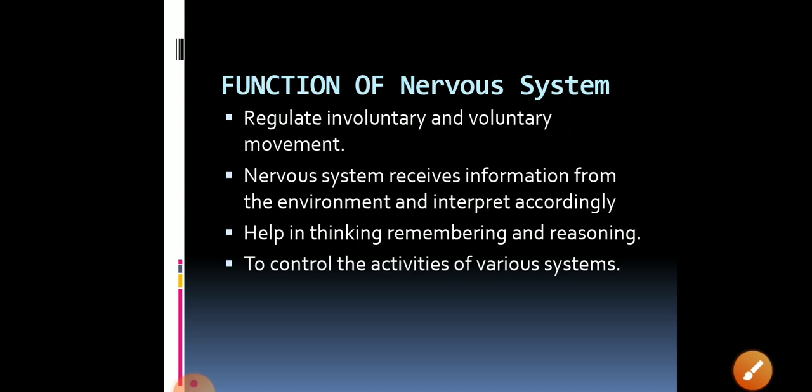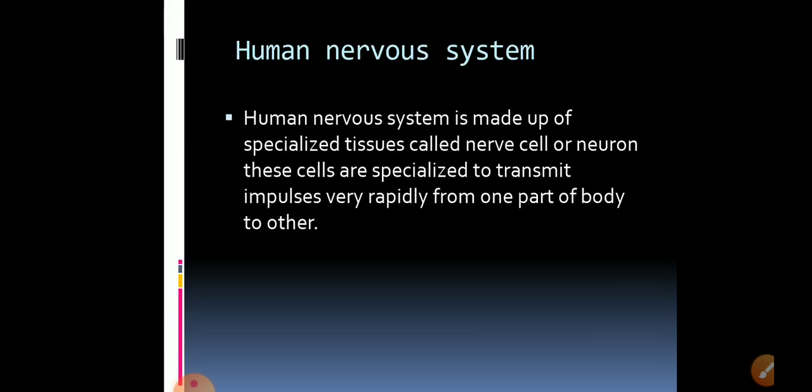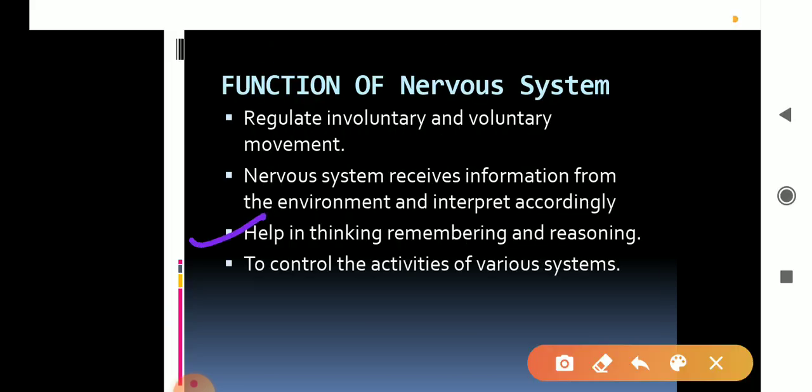Okay, now next is functions of the nervous system. What are the functions of the nervous system? Number one, it regulates involuntary and voluntary actions. Second, it controls and coordinates all the activities which take place in our body, all the movements which are going on in our body. The nervous system receives information from the environment and interprets accordingly. Next, it helps in thinking, remembering and reasoning, and to control the activities of various systems, right? It controls all the reflex actions in our body and thus protects us from any harm.